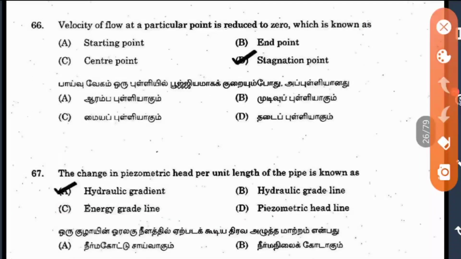66. Velocity of flow at a particular point is reduced to 0, which is known as what? So here the answer is actually stagnation point, where the water stagnates, so the velocity will be 0. So it's not an end point. And then 67. The change in the piezometric head per unit length of the pipe is known as what? So it is hydraulic gradient. It is i equal to H by L, no? That is what they have given in the sentence.